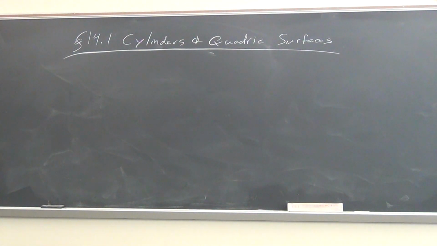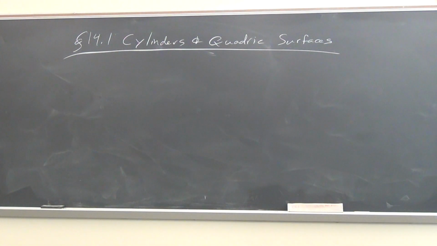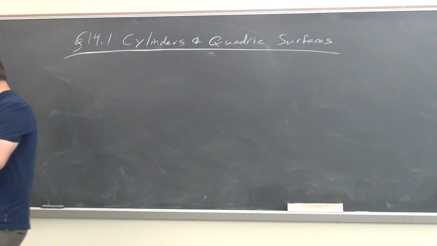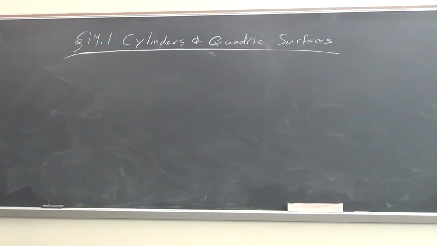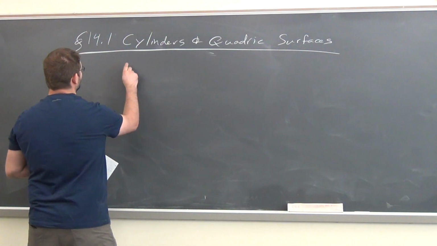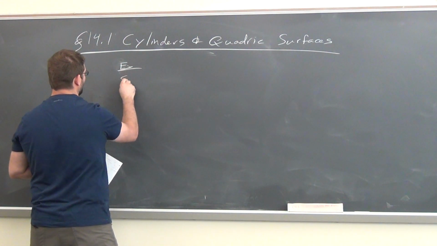Section one is on cylinders and quadric surfaces. So quadric surfaces are like your 3D version of parabolas, of hyperbolas, of ellipses and circles. And so let's just do this with some examples before we do anything else.